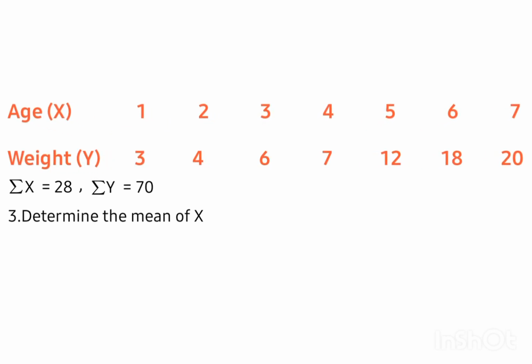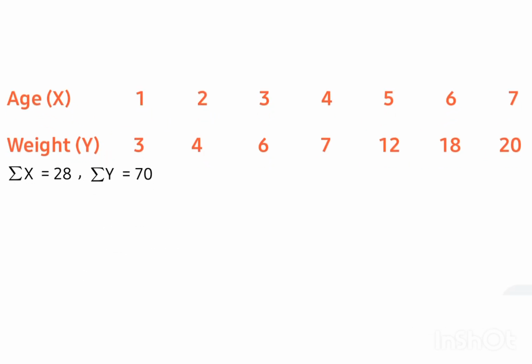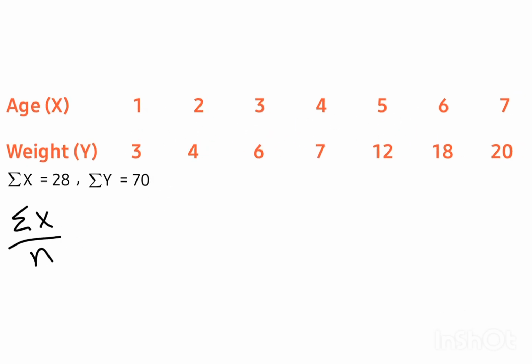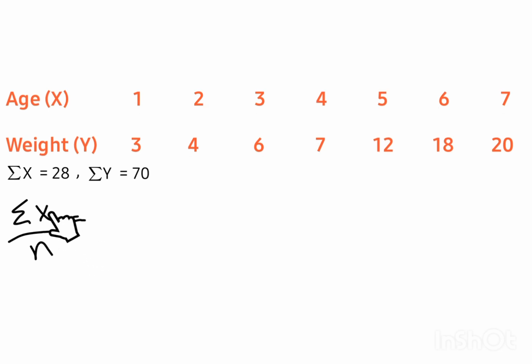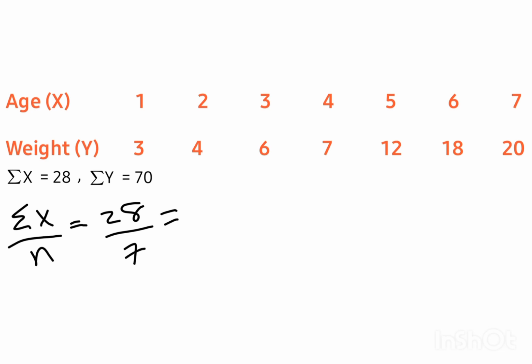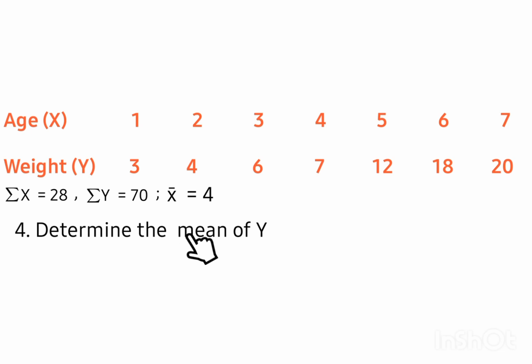3 says determine the mean of x. Mean of x, the formula is summation x divided by n. We already have value for summation x. Our n value implies the sample size of the x series. We could get that by count, which is 1, 2, 3, 4, 5, 6, 7. N value is 7. Mean becomes summation x, which we had 28, over 7. And of course, 28 over 7 we have 4. Mean x equals 4.